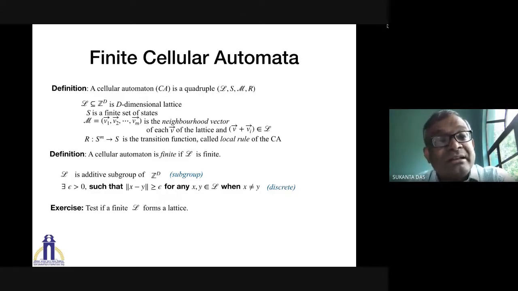Now this is an exercise. You take a finite L and test if that finite L can form a lattice. Recall how we have done it. In the previous case, we considered L, or Z to the power d, that is actually an infinite set. So this is not an infinite set here.